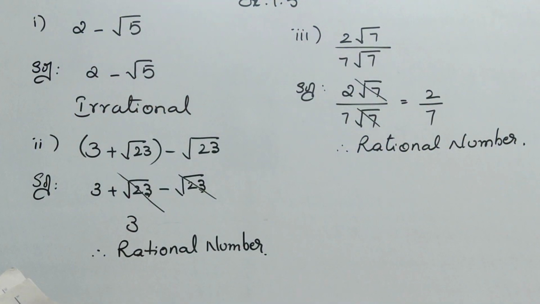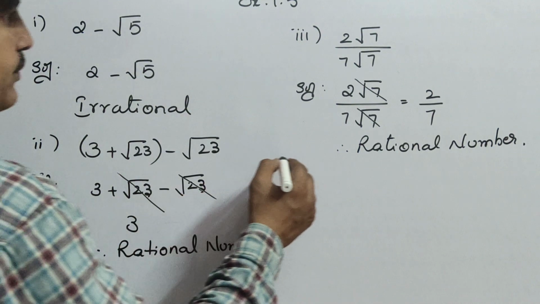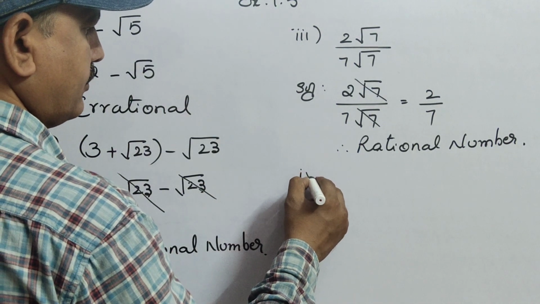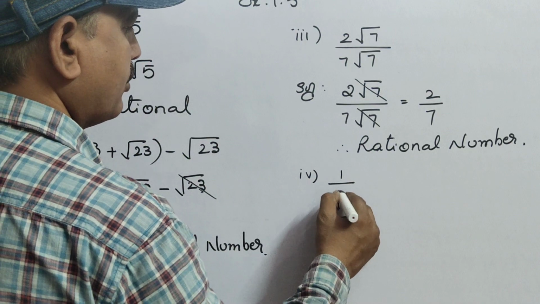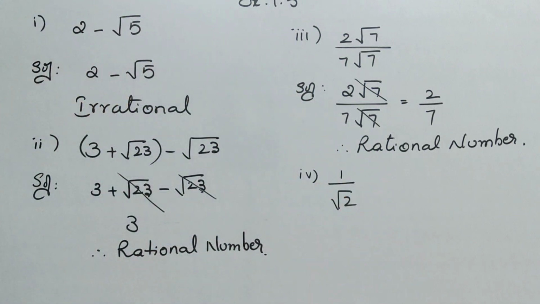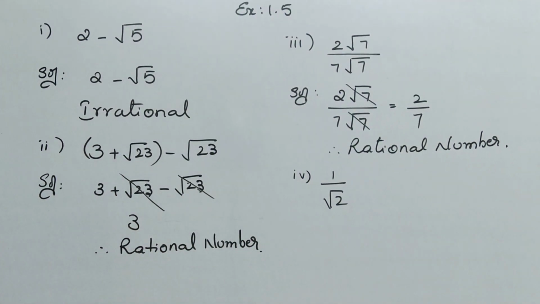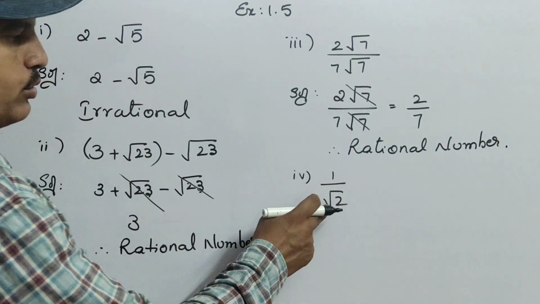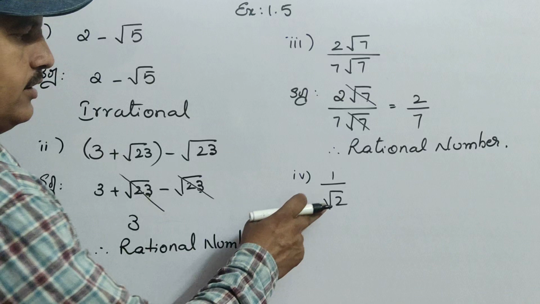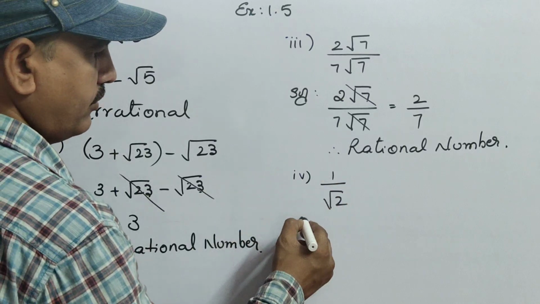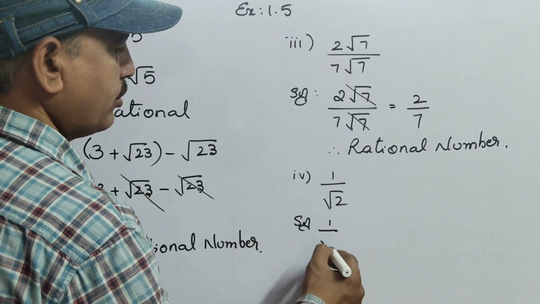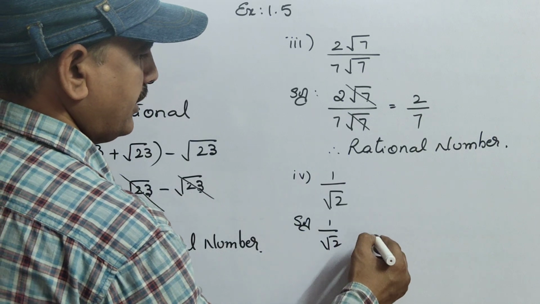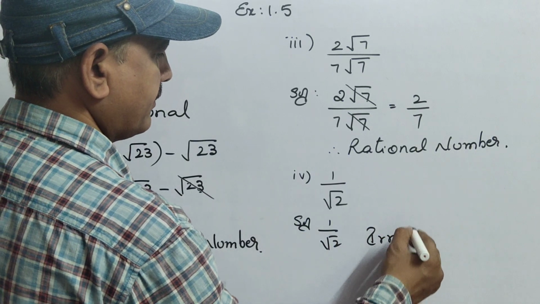Okay. Next, 1 by root 2. 1 by root 2 is there. Is 1 by root 2 rational or irrational? Now here, 1 is a rational number and here it is root 2. So it is an irrational number. Therefore 1 by root 2 is an irrational number.